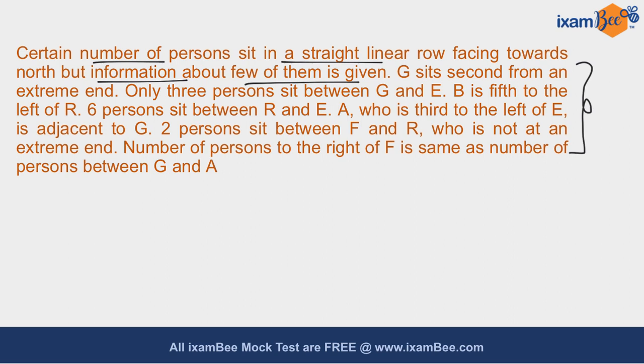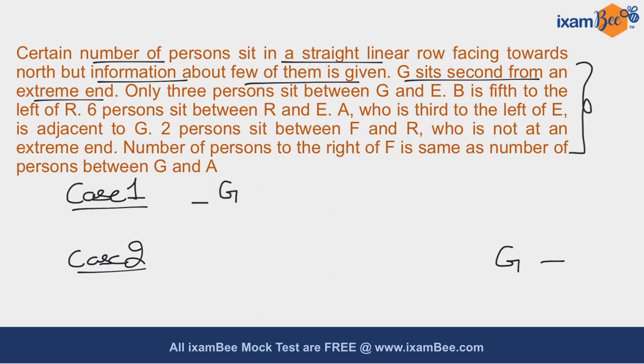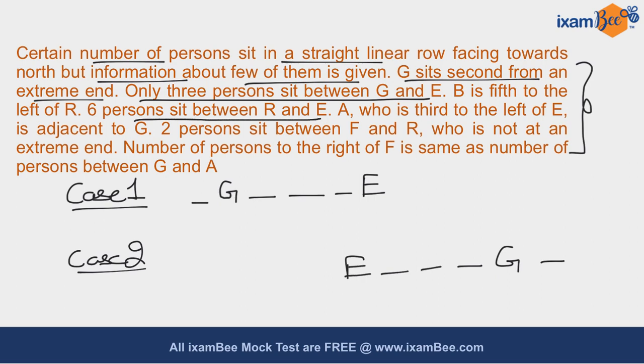Now it is given to you that G sits second from an extreme end. So on the basis of this condition, two cases are possible. Accordingly, I have drawn the two cases. Now it is given to you that only 3 persons sit between G and E. So you can draw your case accordingly. If you draw in case first, you will get this particular arrangement, and for the second case you will get this particular arrangement.